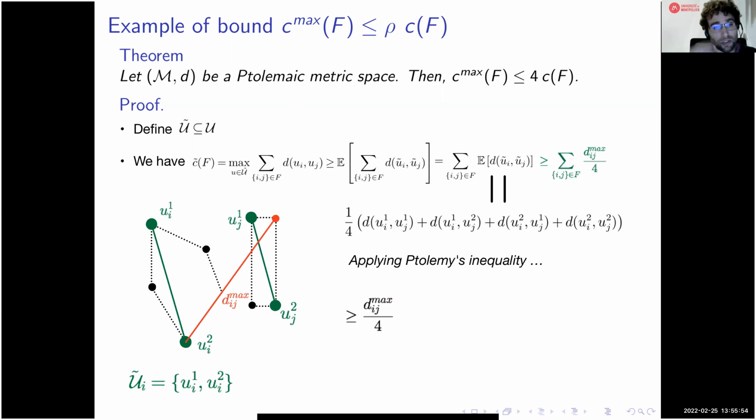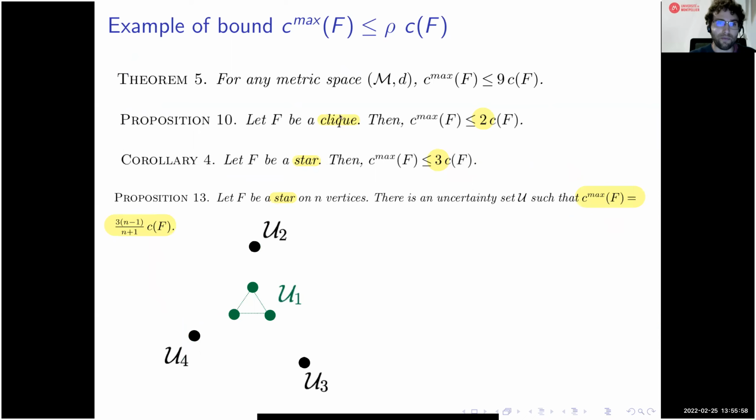So this is for very general graphs. And so we could get tighter results if you assume to have specific graphs. So if you have, for instance, that G is a clique, you get a rho of 2. If G is a star, you get a rho of 3. The first one was if you don't assume that your metric space is Ptolemaic, you get a 9 instead of a 4.